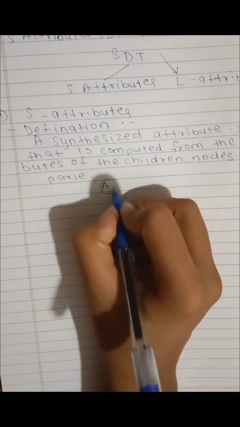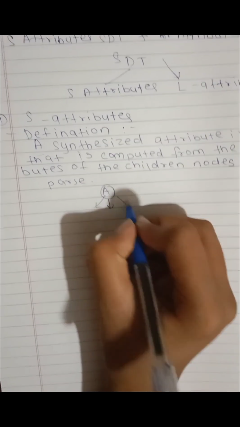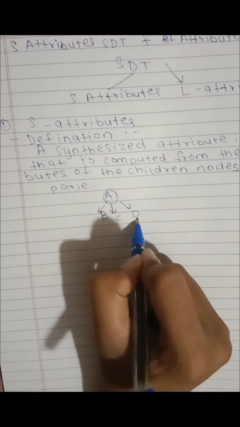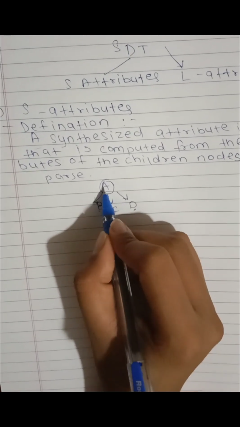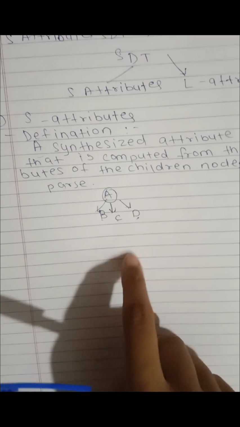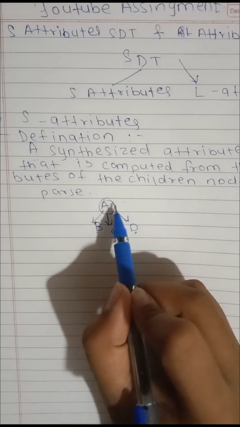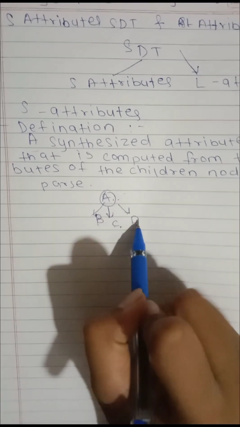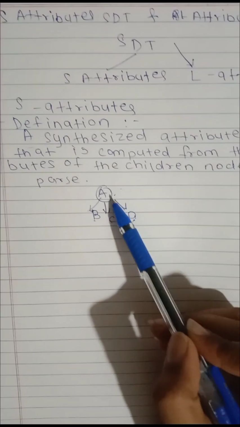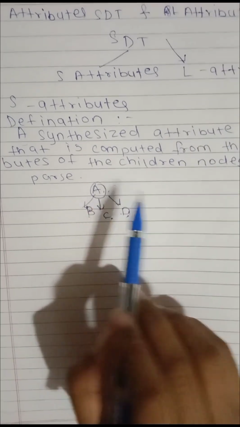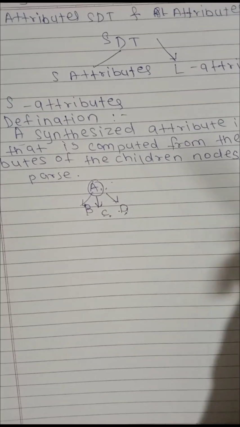S attributes is the concept in which the parent node, for example A is the parent node, and B, C and D are the child attributes, and this is the parent attribute. In this concept, both parents and children can have attributes. When the parent attribute is dependent on the children's attribute values, it is called a synthesized attribute.